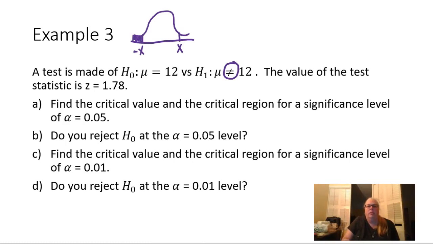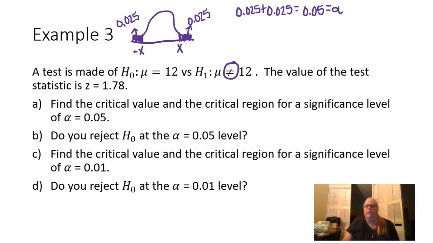And I want this so that the two areas here add together and give me 0.05. And because of symmetry, that means I'm going to be putting 0.025 over here and the other 0.025 over here. Now, where did that come from? That came from the fact that 0.025 plus 0.025 is equal to 0.05, which in this case is my alpha level.